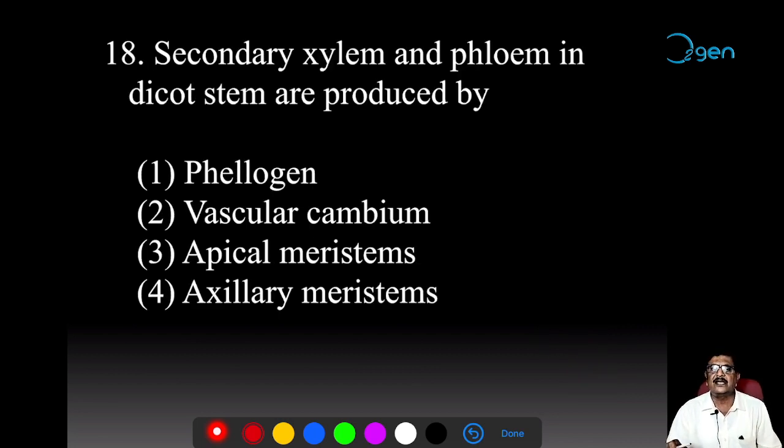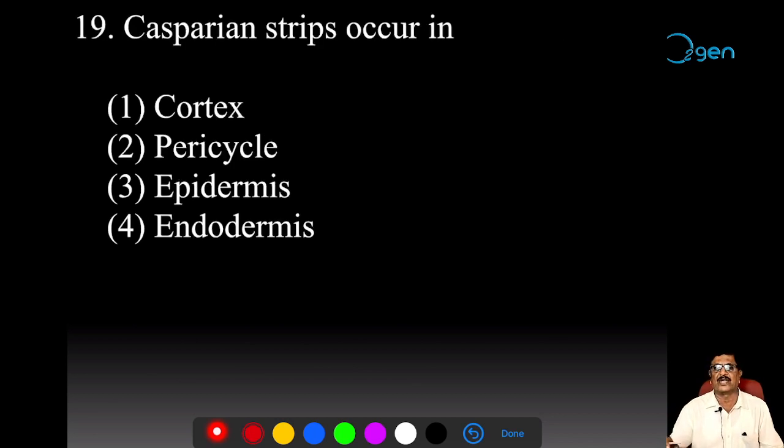18. Secondary xylem and phloem in dicot stem are produced by. Phellogen is the secondary cortex producer, so that is found outside the vascular bundle, in the cortex region. Second option, vascular cambium. Yes, vascular cambium produces, towards the margin, the secondary phloem, and towards the inner side, secondary xylem. Hence the second option is the correct one.